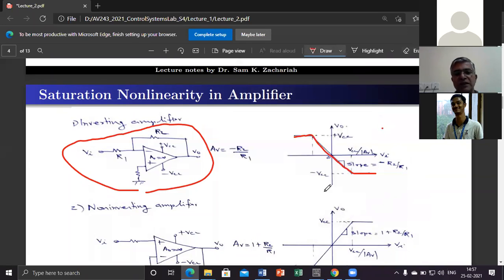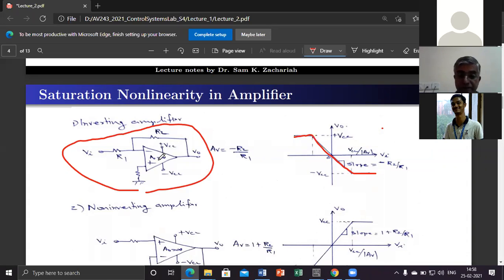Okay, this is the simple kind. But for practical purposes, it may not go up to plus VCC and minus VCC. You know that this op-amp is made up of a lot of transistors inside, or some other types of active devices. And all the active devices require some voltage drop across that device to operate in the specific domain of operation.